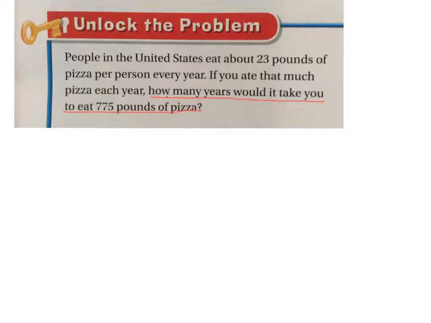Okay, what's step 2 when we're answering a word problem, Daniel? Before we write the equation, what do we need to do? Adam? Yeah, we need to find the important information. What's the important information we need to solve this problem, Yarden? 23 pounds of pizza per year. And? Yeah, you need to know how many years it would take you to eat 775 pounds of pizza if every year you are eating 23 pounds of it.